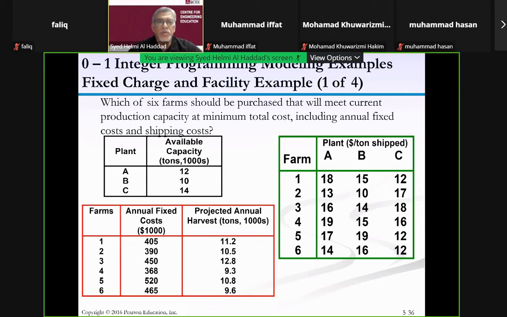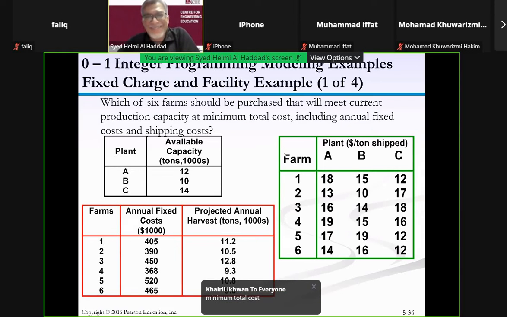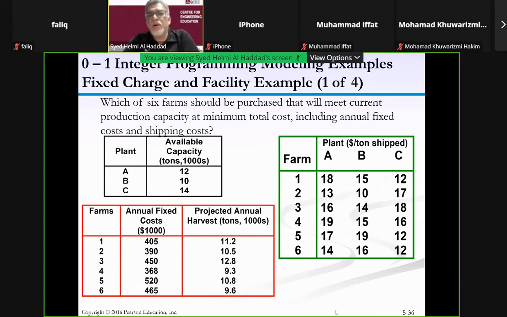Okay, there are 6 farms here which should be purchased that will meet the current production capacity at the minimum total cost, including the annual fixed cost and shipping costs. So if you look at this problem, what is our objective? What is the objective for this problem? Please answer using the chat box, chat room, or you can just voice out. The objective is to minimize the cost. What are the costs here? The total cost?